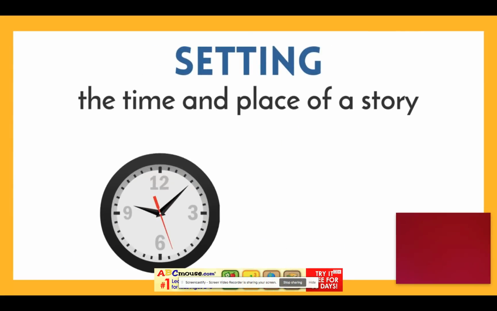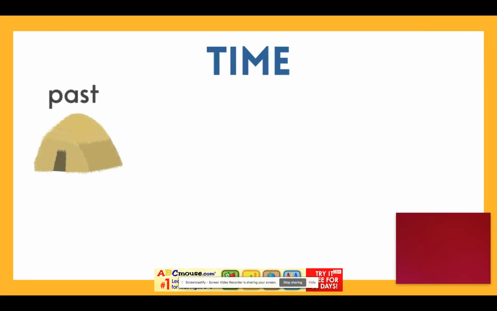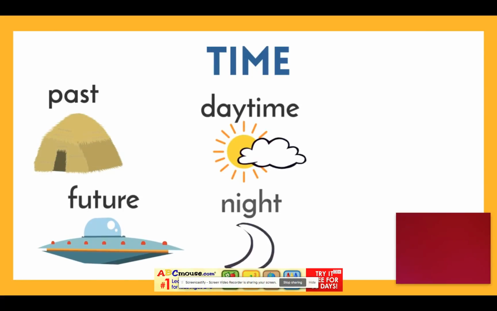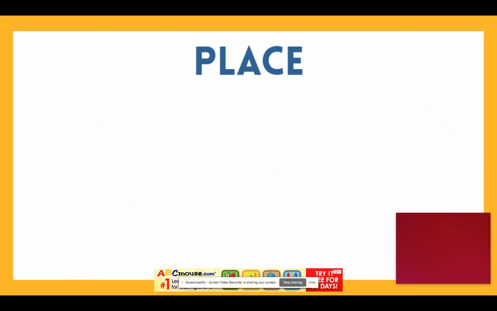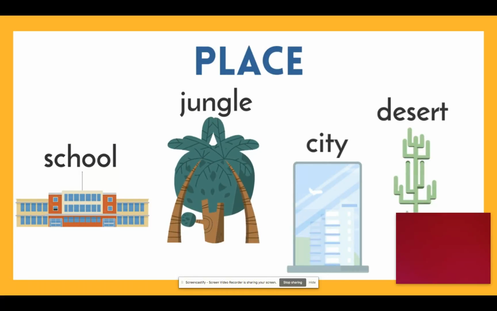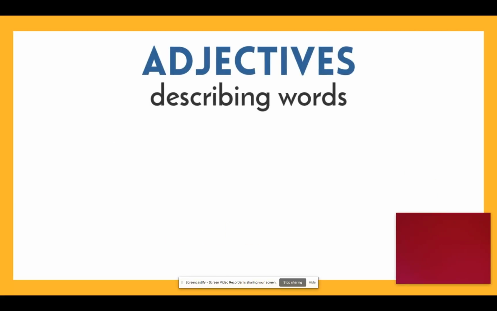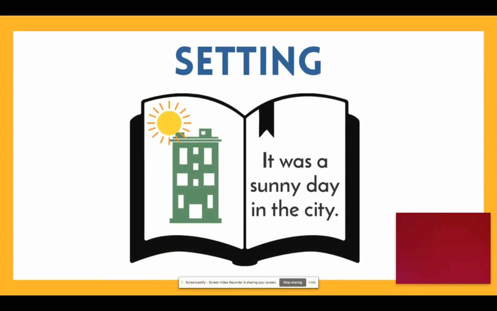Setting is the time and place of a story. It often answers the questions when and where. The time of a story may be in the past or in the future, in the daytime or at night, in the summer or winter. A story may take place in a school, in a jungle, in a big city, in the desert, or in a variety of other places. We can also use adjectives or describing words to tell about the setting, like if it's sunny, cold, bright, busy, or spooky.